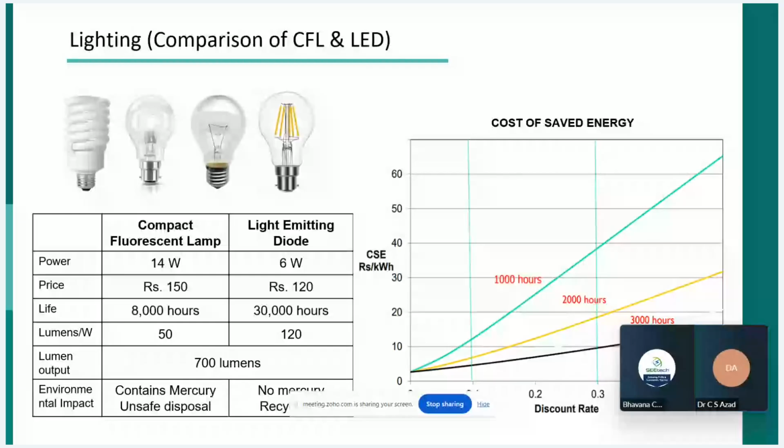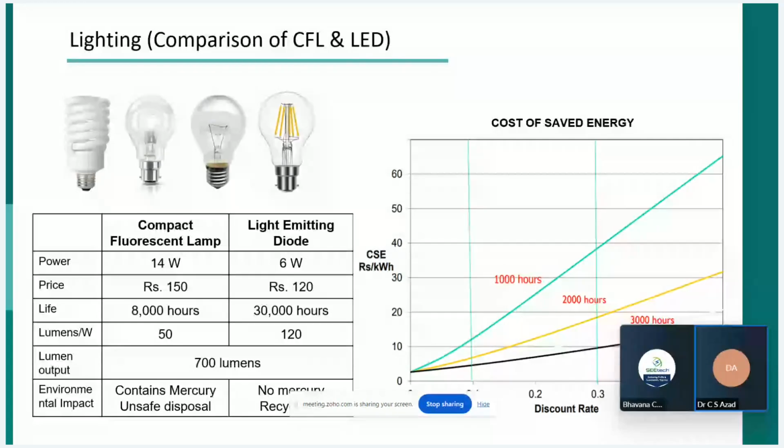Regarding these lights, all of you are clear that there is nothing much to explain. This 100-watt lamp is equivalent to a 14-watt CFL, and that is equivalent to your 6-watt or 9-watt light emitting diodes. Life of LED is more as compared to your incandescent lamp and CFL. Average life is 30,000 hours, and efficacy is 120 lumens per watt.